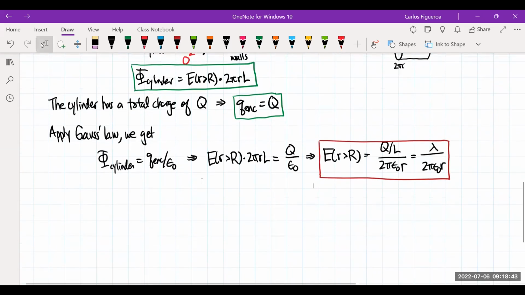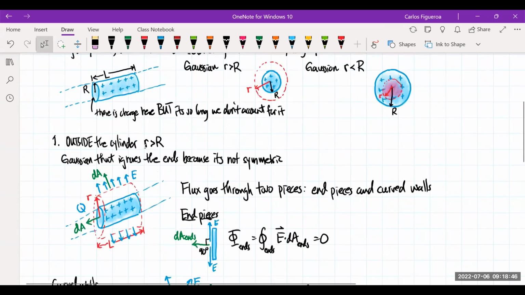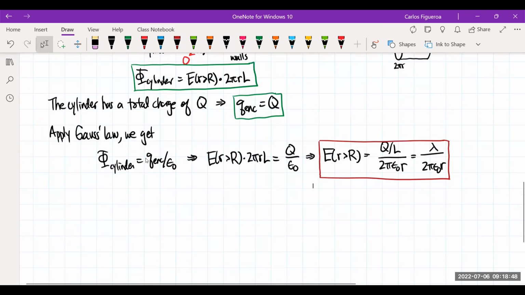Now that we've got the outside of the cylinder, we're going to go to the second piece, the inside of the cylinder, which now means that little r is less than big R. So here we go. Now, if I look at it from the end viewpoint, what do I see here?